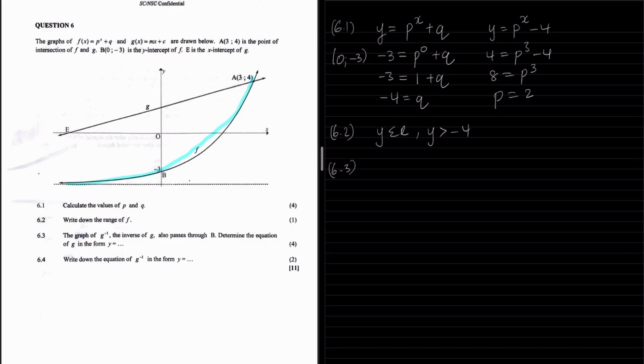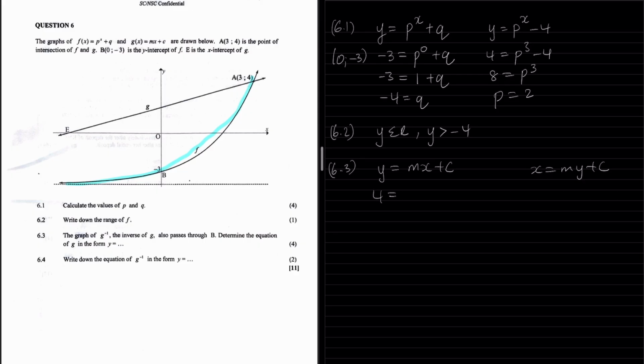Now question 6.3 says the graph of g^-1, the inverse of g, also passes through B. Determine the equation of g in the form y =. So I'm going to write down the equation y = mx + c. That's going to represent, of course, the function for g. And then I'm going to write the inverse. To get the inverse, we switch the y and the x. So x = my + c. Now we just need to substitute a point that lies on both of them. I know that on g, there is a point A. So I'm going to substitute the coordinates for A.